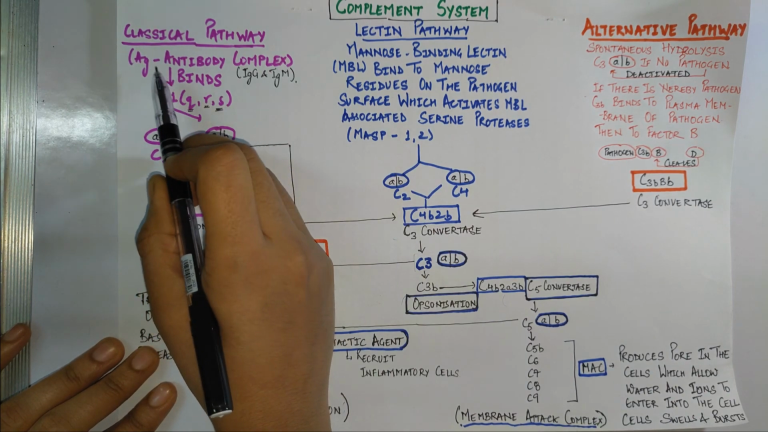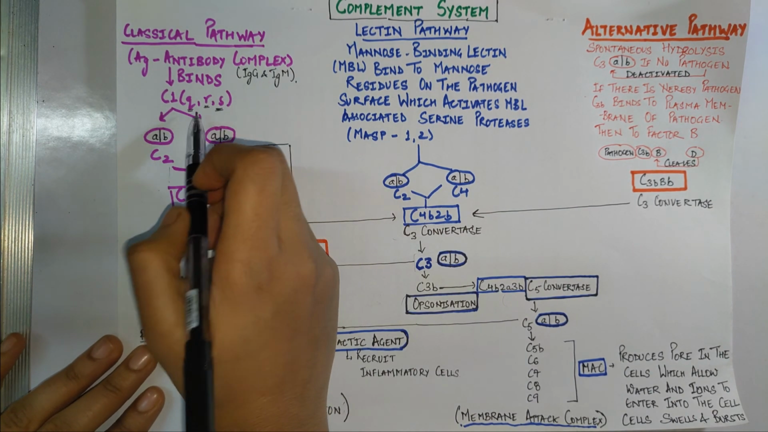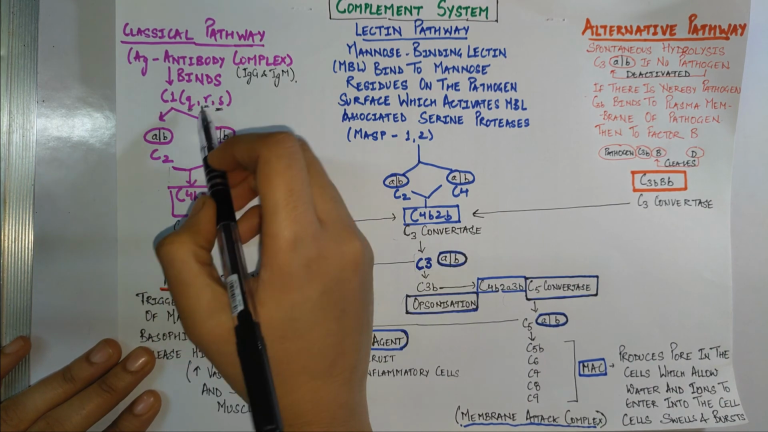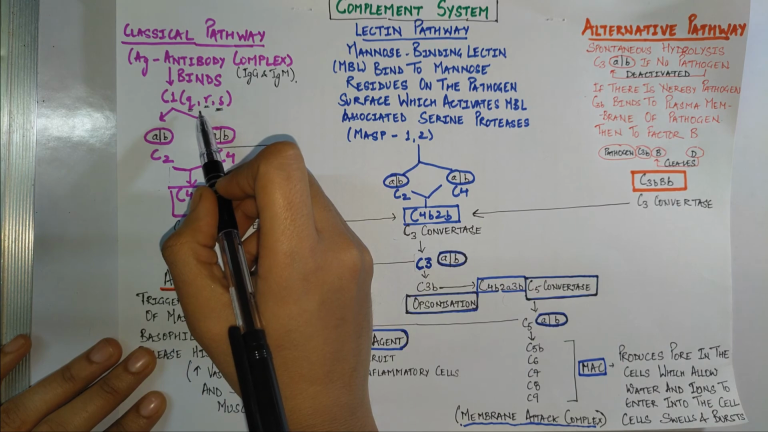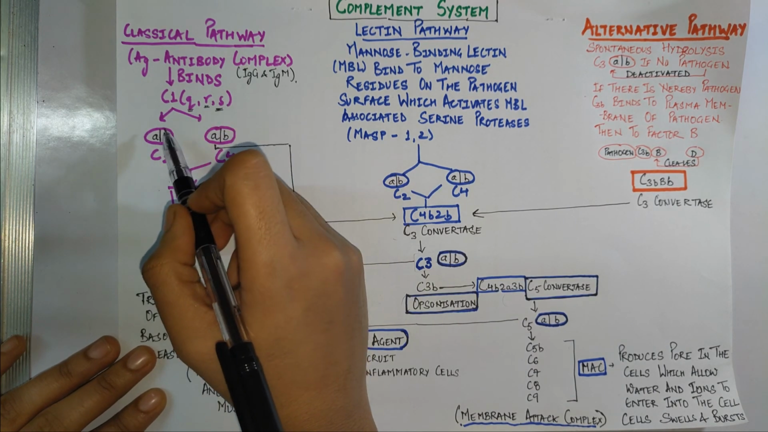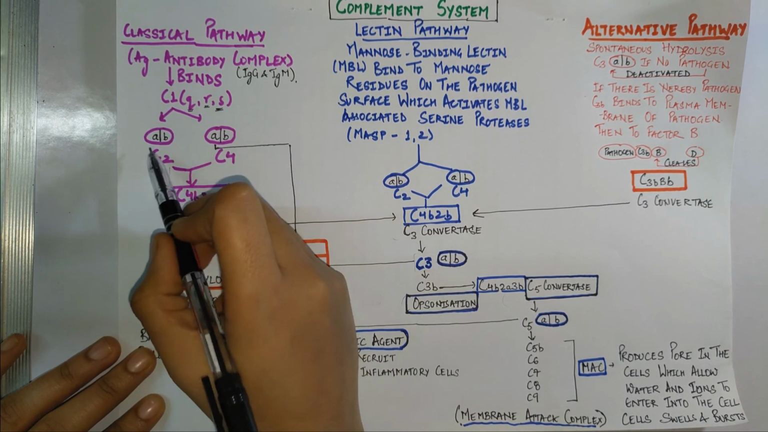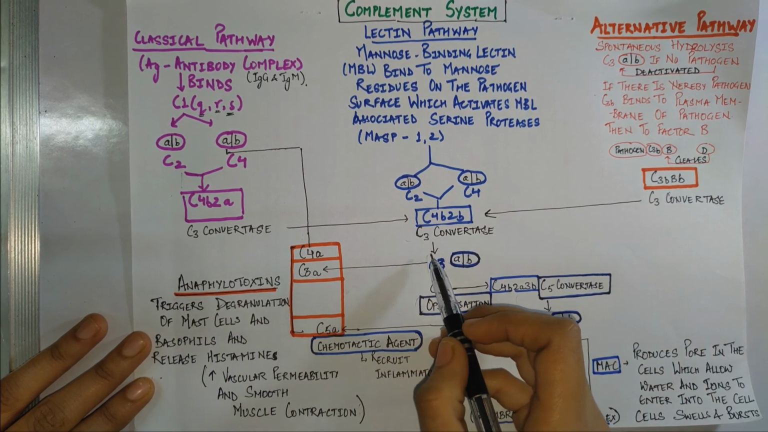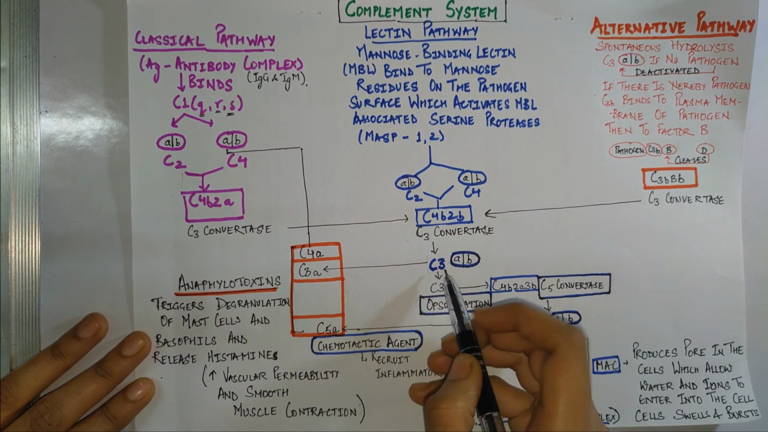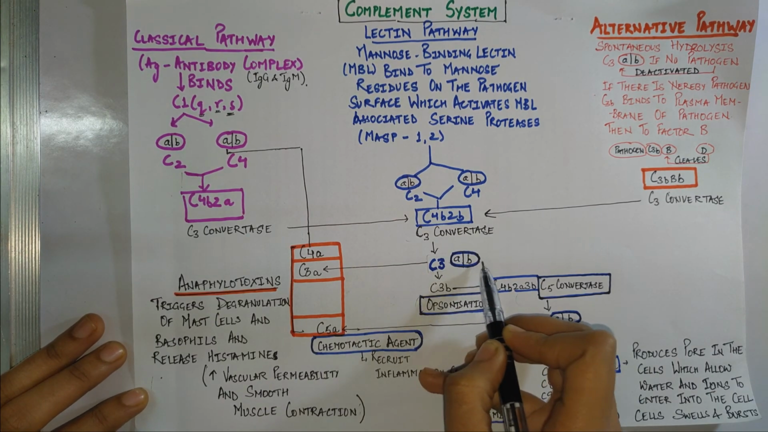When C1q binds with the antigen antibody complex, it activates C1r and C1s, in which C1s cleaves C2 and C4 into A and B parts. Then C4b and C2a join to form C4b2a, which is known as C3 convertase. Then C3 convertase cleaves C3 into A and B parts.